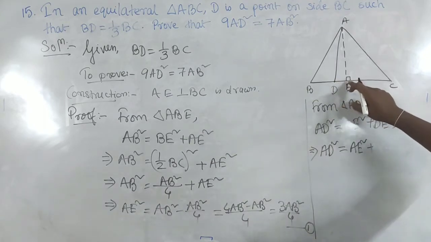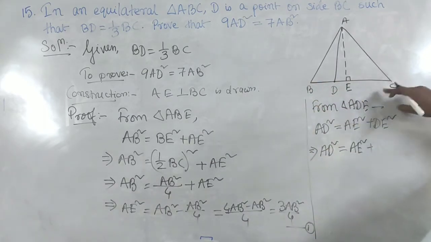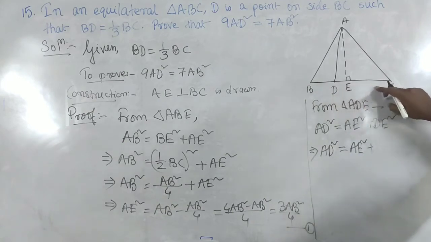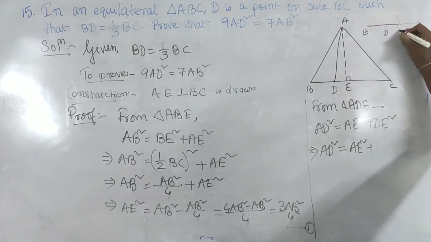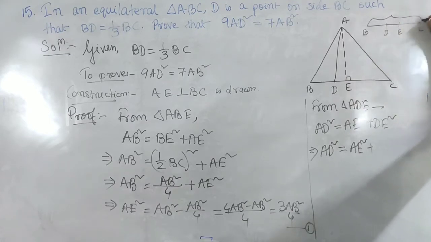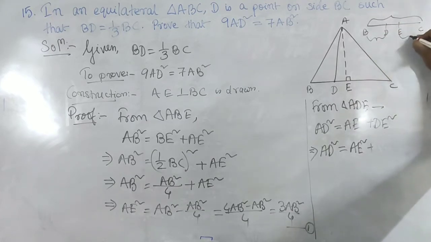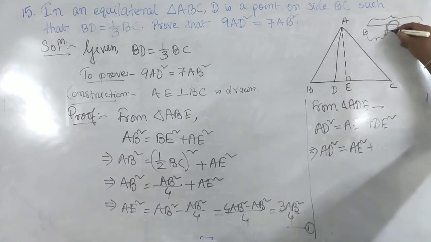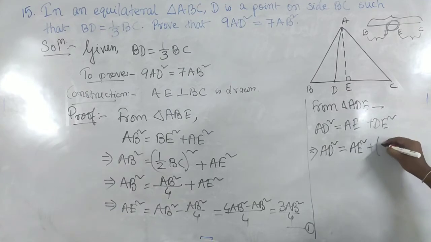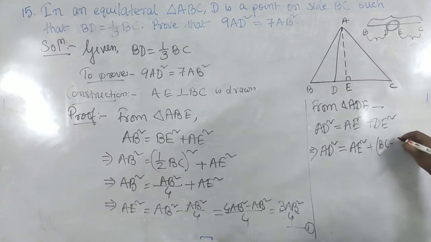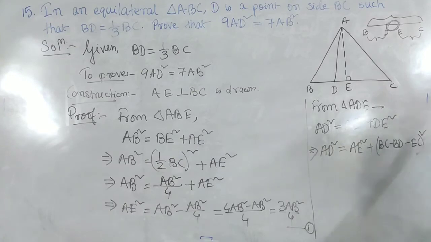In order to find out DE, we can subtract BC minus BD minus EC. Means from the whole part of BC, this is D and this is E. If I take whole of BC, subtract BD and EC from that, then we are left with this portion, and that is DE. So what I am going to write here is BC minus BD minus EC, whole squared, because DE is squared, so it will be whole squared.